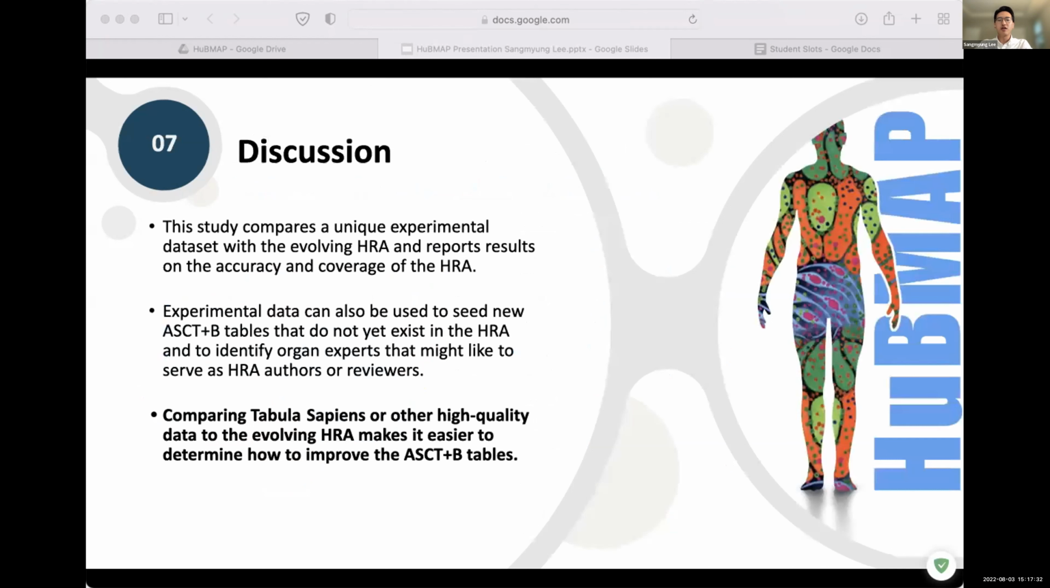This study compared the unique experimental dataset with the evolving HRA and reports the accuracy and coverage of the HRA. The 8 new organs and the 211 unique cell types from the Tabula Sapiens dataset can be used to inform future ASCT+B tables. Experimental data can be used to create new ASCT+B tables that do not yet exist in the HRA and to identify organ experts who might like to serve as HRA authors or reviewers.